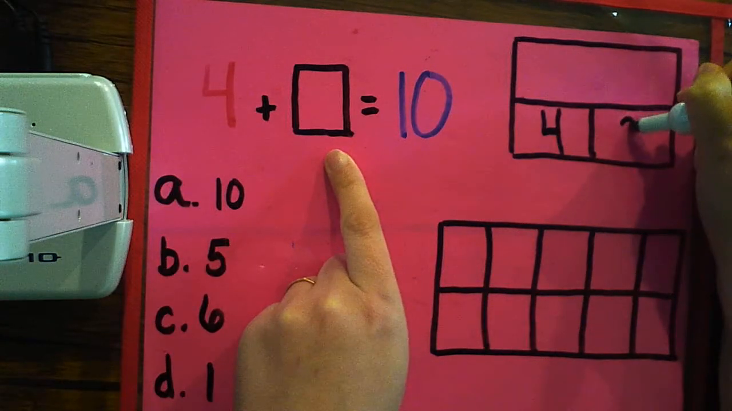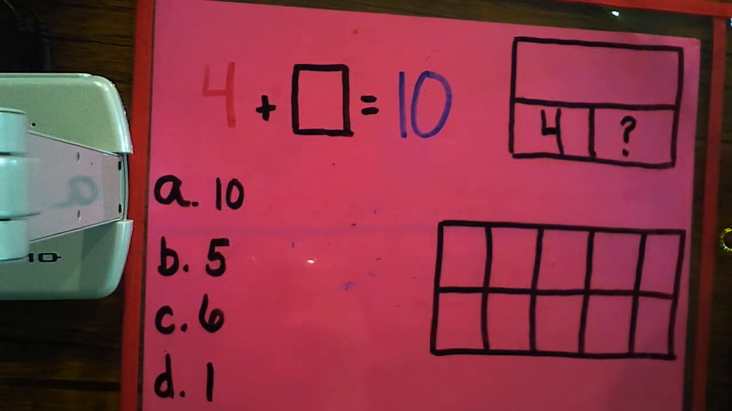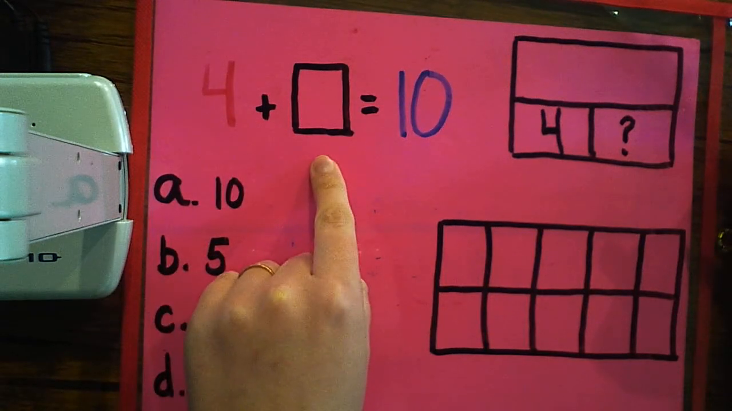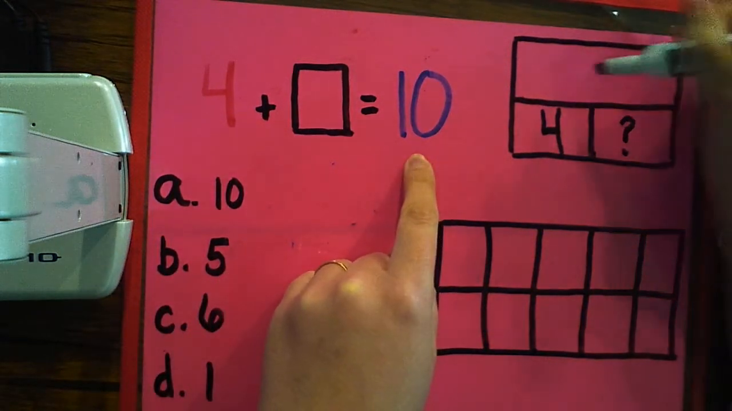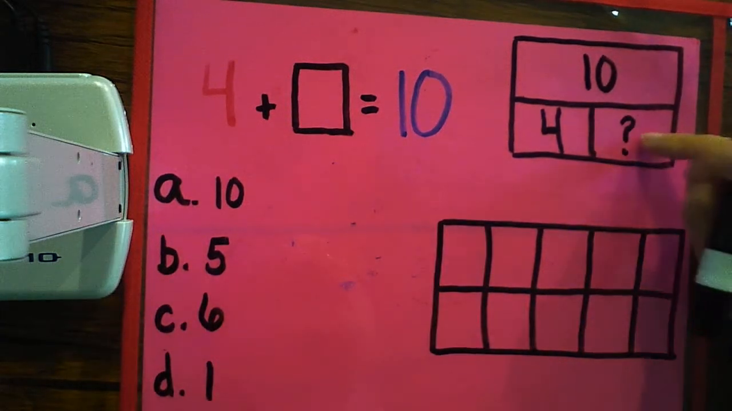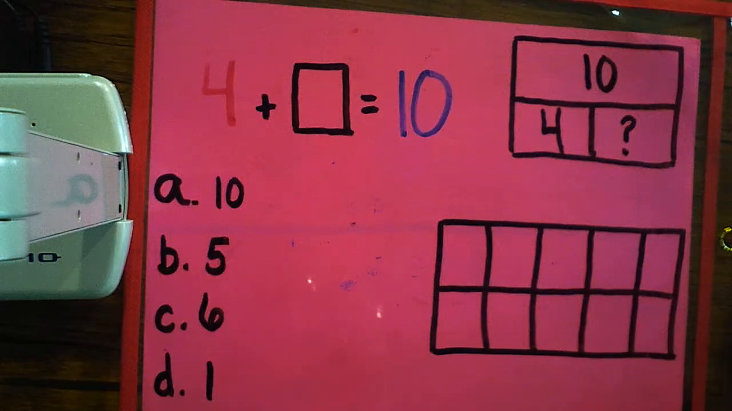So in my part whole map, I'm going to draw a question mark to show that that's my unknown, or what is missing, my missing addend. And I know that when I add 4 plus this missing addend or unknown, I'm going to make 10, which is my whole. So this helps me organize my thinking to show that I'm looking for a missing part or missing addend here. And today we're using the counting on strategy to help us solve this problem.